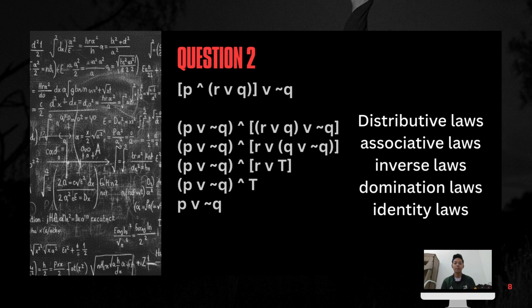Finally, we have bracket P or not Q bracket and true. By the identity law, anything and true is just itself. So our final simplified answer is P or not Q.